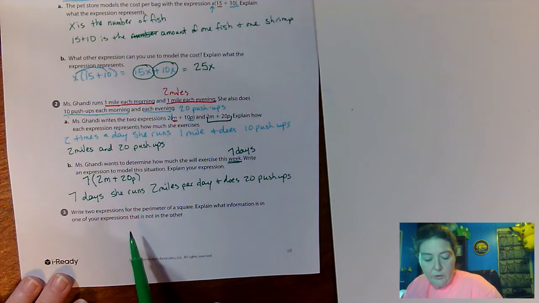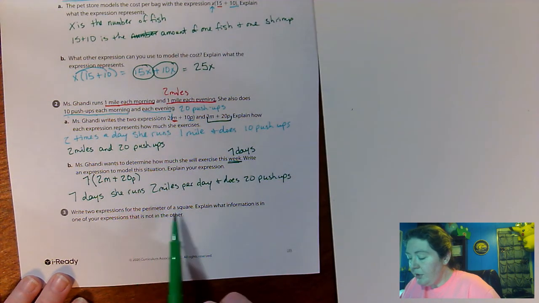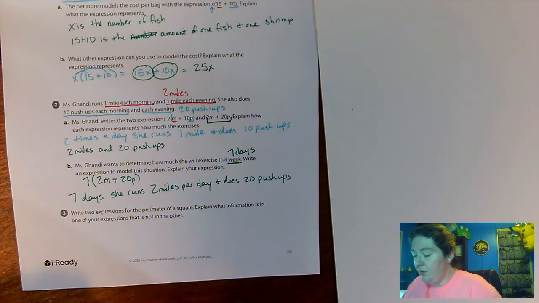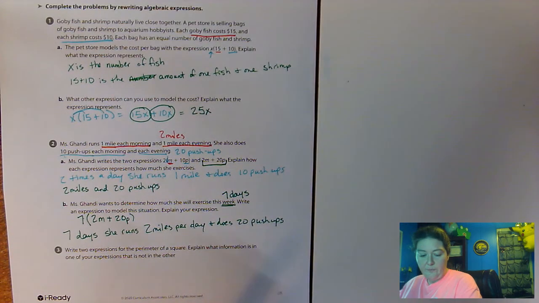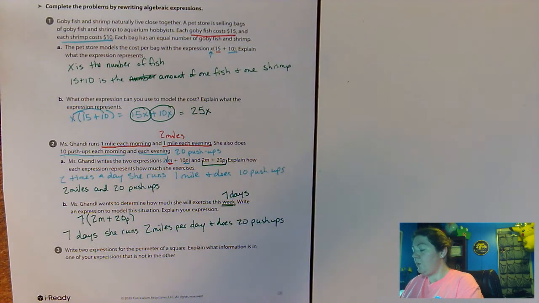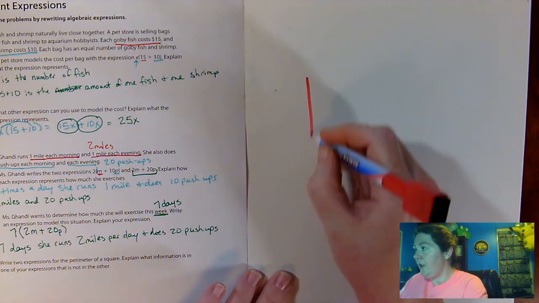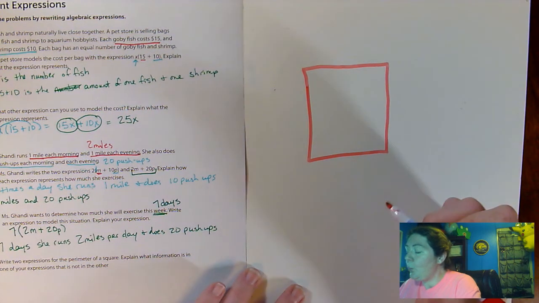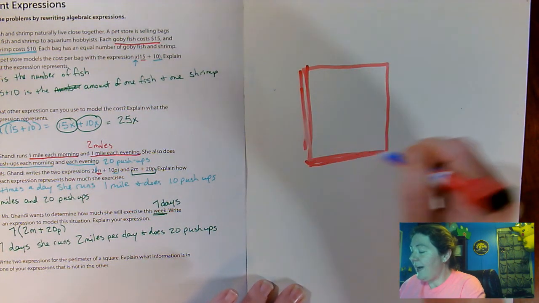Alright, last one. Number 3. Write 2 expressions for the perimeter of a square. Explain what information is in one of your expressions that is not in the other. Alright. So let's take a step back to 5th grade maybe. If we have a square, perimeter is asking for the outside.